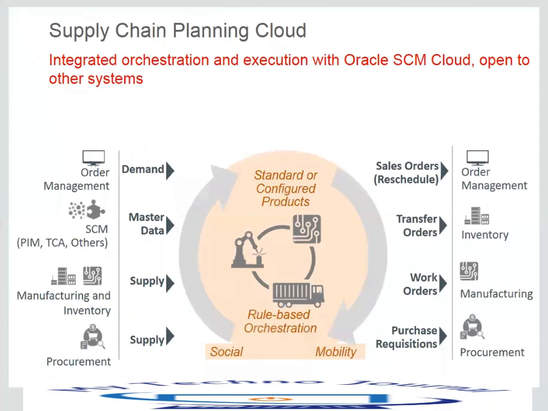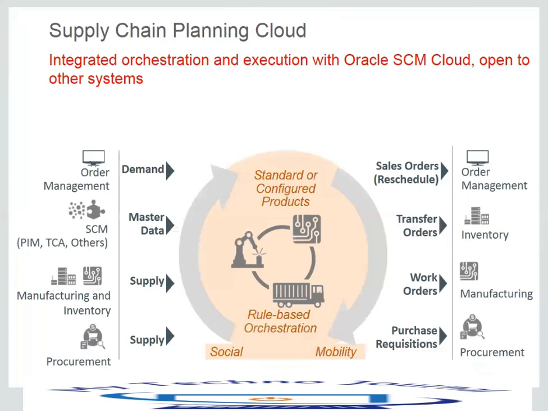Now coming to the integration part, the Supply Chain Planning Cloud is integrated for orchestration and execution with Oracle SCM Cloud, and it is open to other systems as well. Many companies today are transitioning their enterprise solutions to the cloud, right? Supply Chain Planning Cloud modules can enable a completely integrated planning and execution environment in the cloud, in conjunction with other execution modules from Supply Chain Management and Fusion ERP Cloud. So if you have something on-premise also, you can just integrate that.